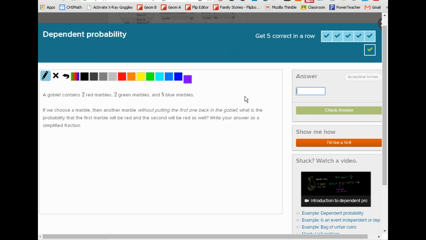All right. Same thing, only now look at how this is so crazy. Instead of a jar, it's a goblet. So you get to see my drawing of a goblet. Not very good, but you can imagine this one. So I have 2 red, 2 green, and 5 blue in there. So here we go. Choose a marble, then another marble, and here's the key, without putting the first one back.